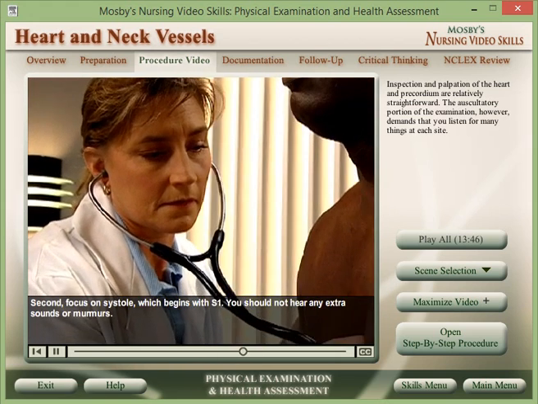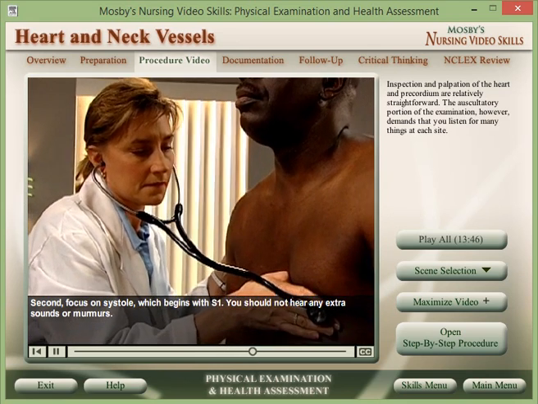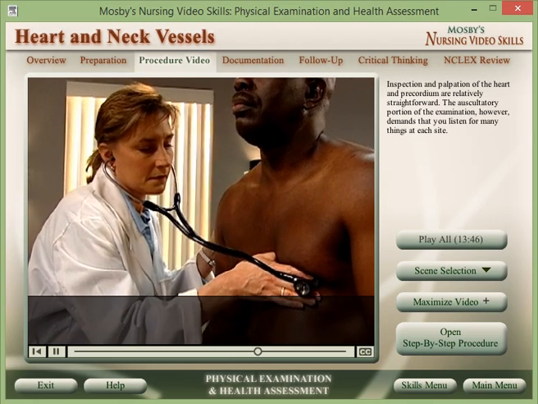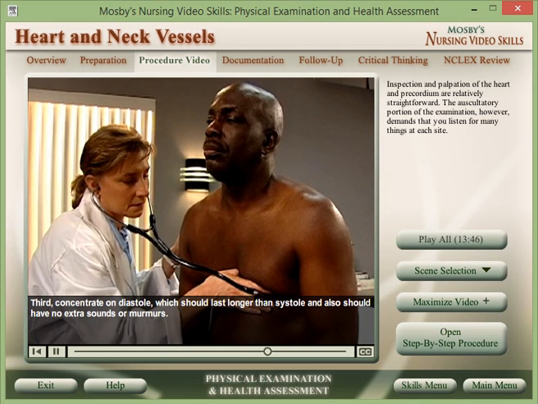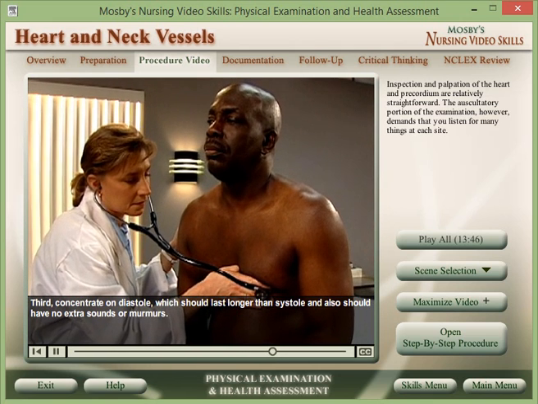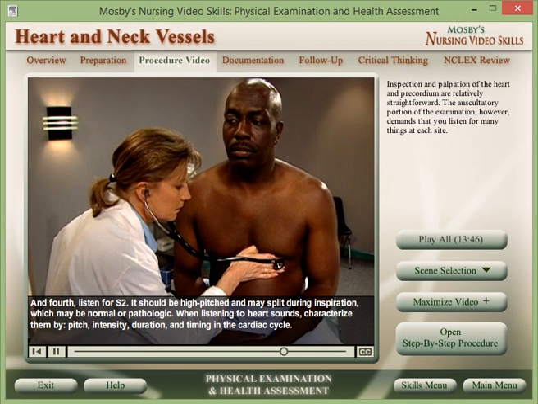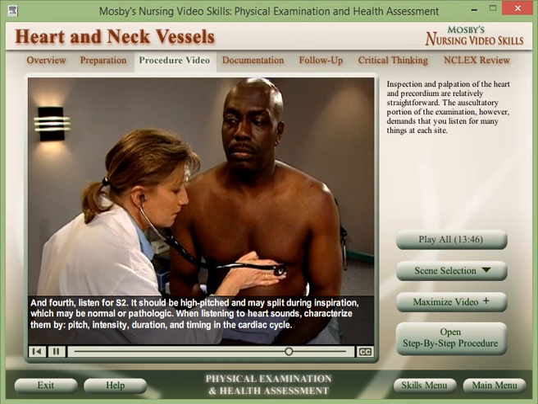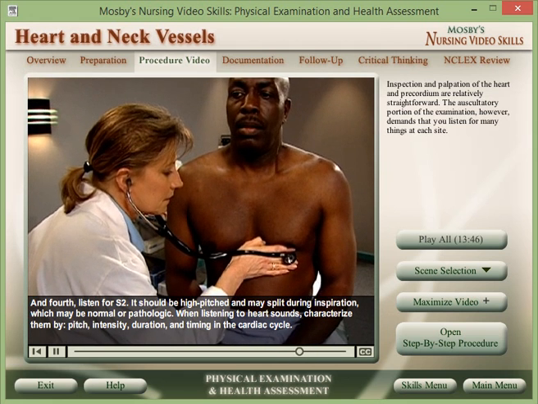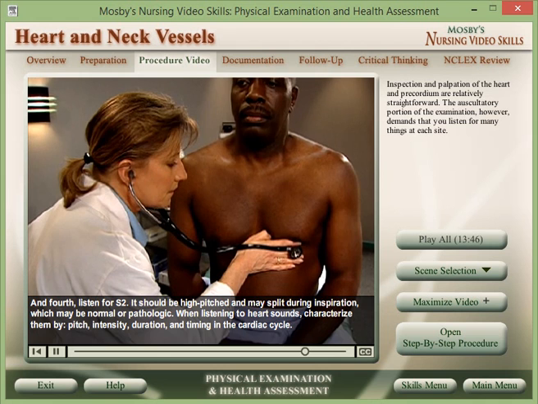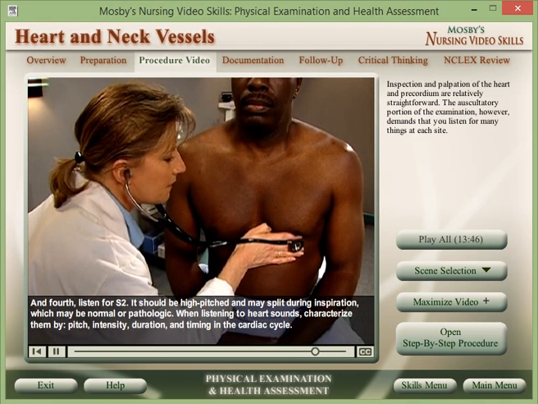Second, focus on systole, which begins with S1. You should not hear any extra sounds or murmurs. Third, concentrate on diastole, which should last longer than systole, and also should have no extra sounds or murmurs. And fourth, listen for S2. Take a deep breath in and hold it. It should be high-pitched and may split during inspiration, which may be normal or pathologic. Exhale and breathe normal.